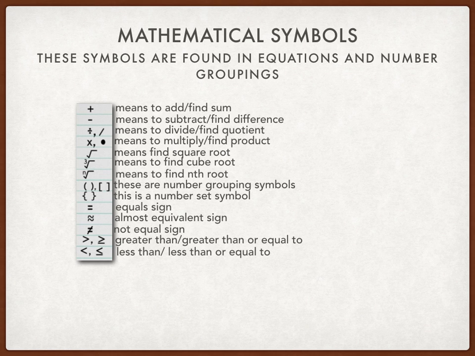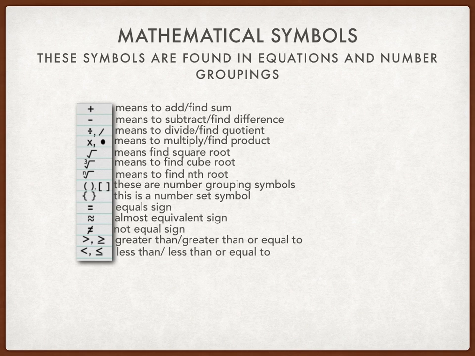Mathematical symbols. These symbols are found in equations and number groupings. The plus sign means to add or to find the sum. The minus sign means to subtract or find the difference. The divided by sign, which is a line with a dot over the top and under the bottom, or a slash mark, means to divide and find the quotient. The times sign, which is an X or a dot, means to multiply or find the product.